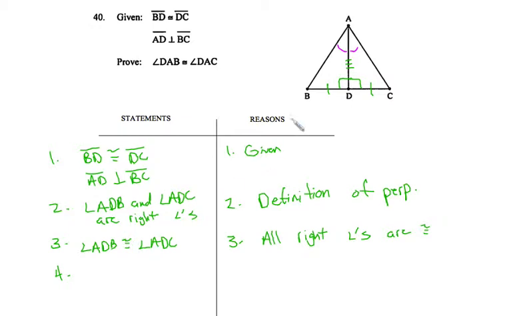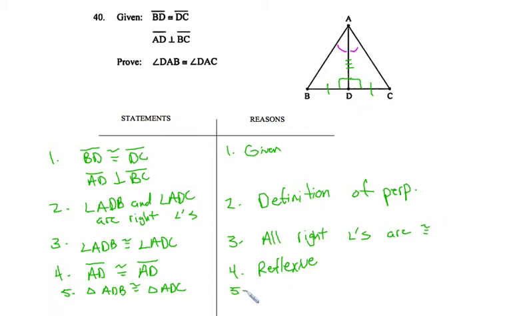The only other thing I marked for that side angle side relationship was AD reflexive to itself, so I do need to mention that. So AD is congruent to AD because of the reflexive property. So in statement 5, I should be able to say that those two triangles, ADB and triangle ADC, are in fact congruent because I have a side angle side relationship. And then if the triangles are congruent, I should be able to say my final statement that DAB is congruent to angle DAC because the corresponding parts of those congruent triangles are congruent, CPCTC.